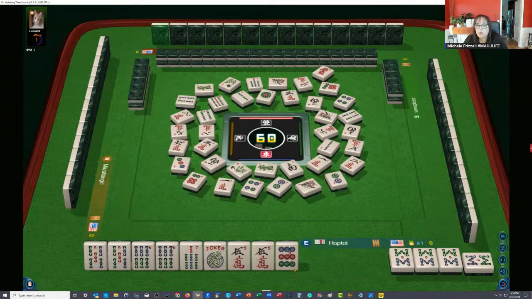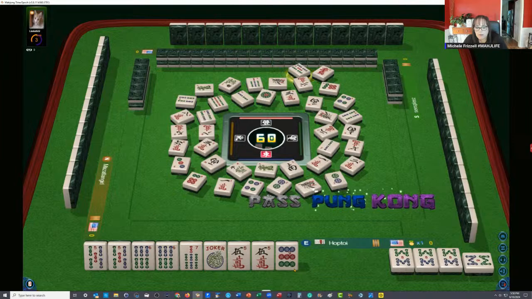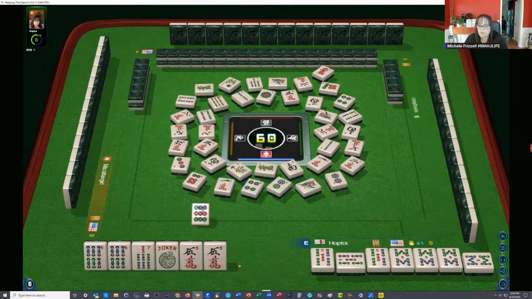And the 8 bam went down and I decided to Kong 5 bamboos. Okay, that is a pung for us. Pung. And of course, now everybody knows we're playing dots, which is fine by me.